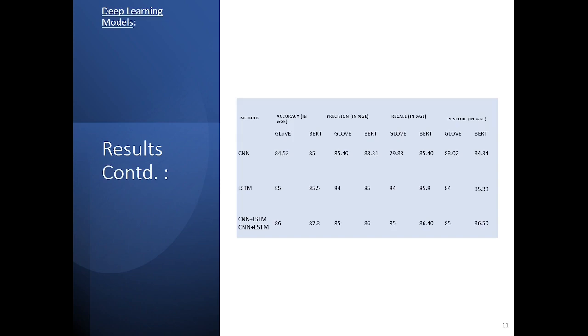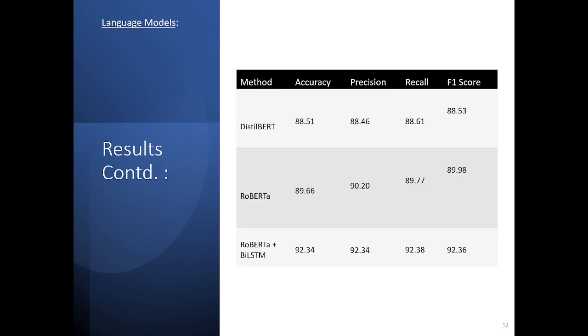So in terms of deep learning models, the combination of CNN and LSTM performs the best when used on the BERT embedding. When BERT embedding is used, basically it has the best precision, recall and F1 score of 86.50. Among the language models, the combination again performs the best. RoBERTa plus the BiLSTM hybrid model performs the best. Okay, it has an accuracy of 92.34, and the best performing model of all the analyzed models is this one, the RoBERTa plus the BiLSTM head on top of it.